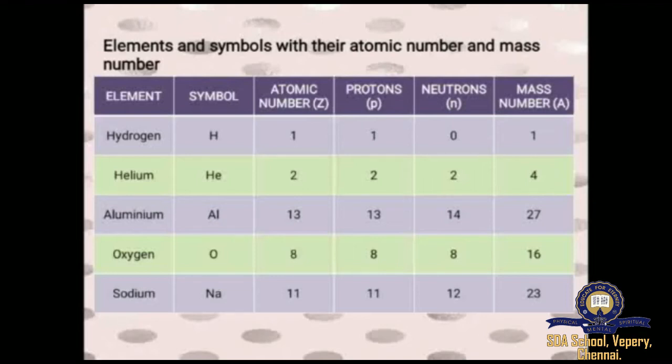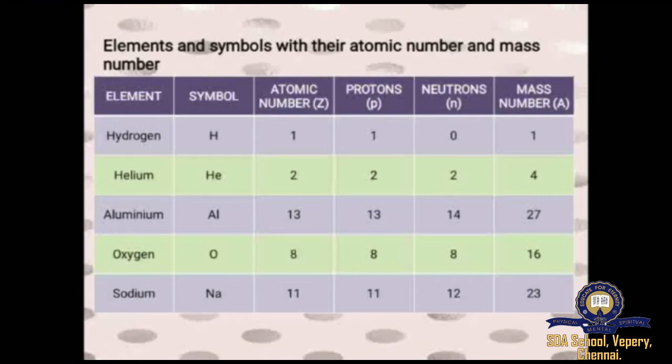Aluminium symbol is Al. Atomic number is 13 because the number of protons is 13. Neutrons are 14. Therefore, mass number 13 plus 14 is equal to 27. The next one is oxygen. The symbol of oxygen is capital O. Atomic number is 8 because the number of protons present in oxygen is 8, and neutrons is also 8. So mass number will be 8 plus 8 is equal to 16.